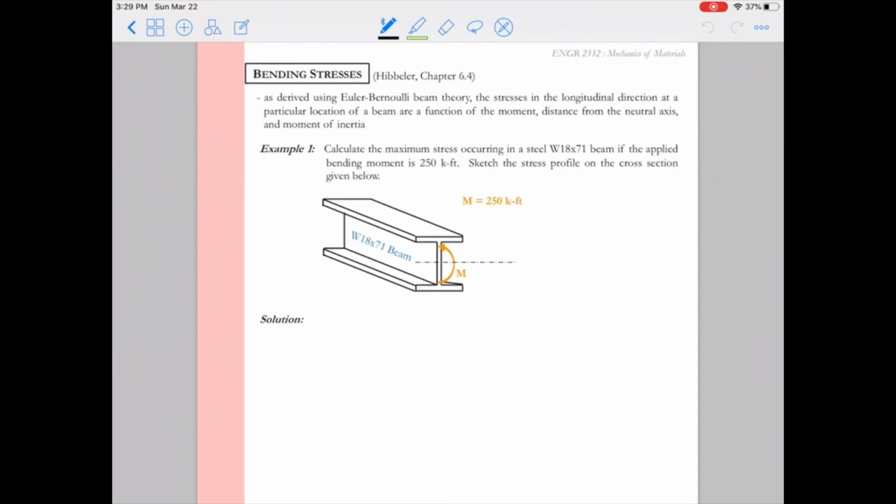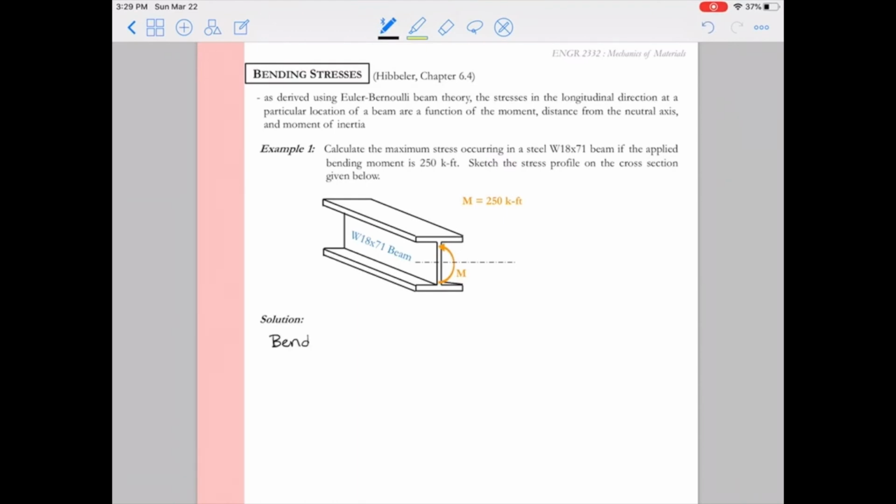All right, I hope you're ready to get an example under your belt. Let's calculate the maximum stress occurring in this steel W18x71 beam if the applied bending moment is 250 kip-feet. Then we'll sketch the stress profile on the cross-section that's drawn at the bottom of this page.